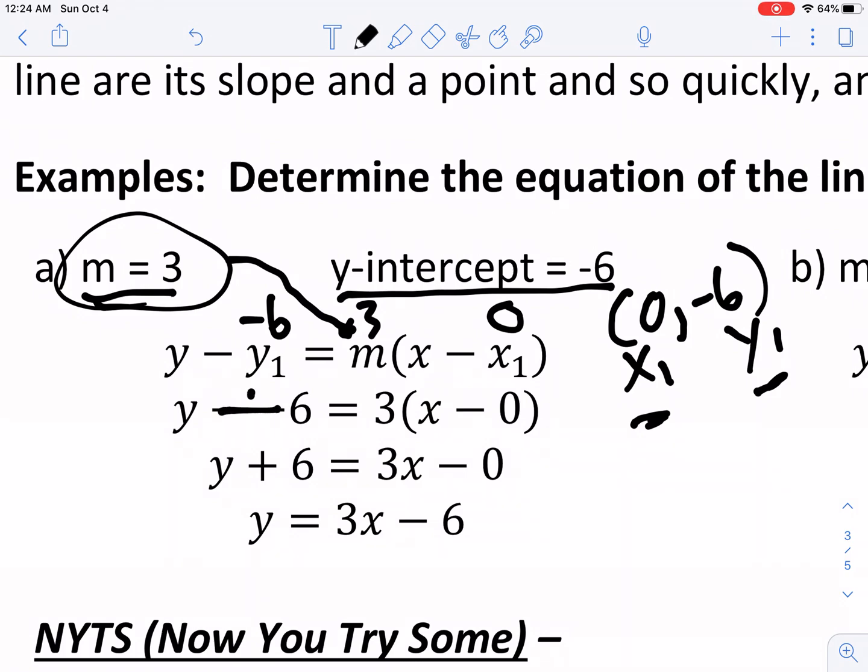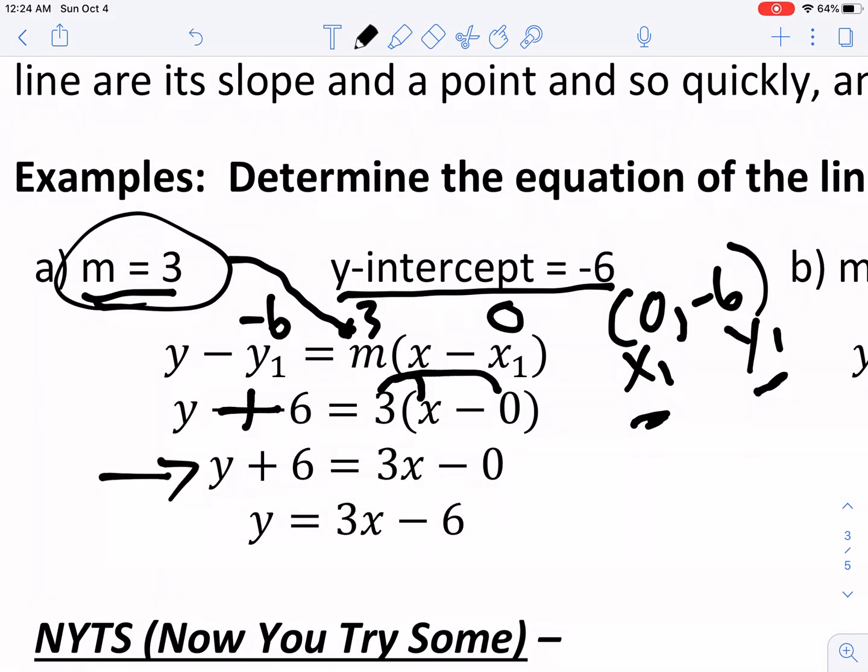Well, what's minus a negative change into? A plus. So that's what's happening here. Then applying the distributive property, we get 3x, and what's 3 times 0? 0. So we get 3x minus 0. Okay, so that's where this guy comes from.